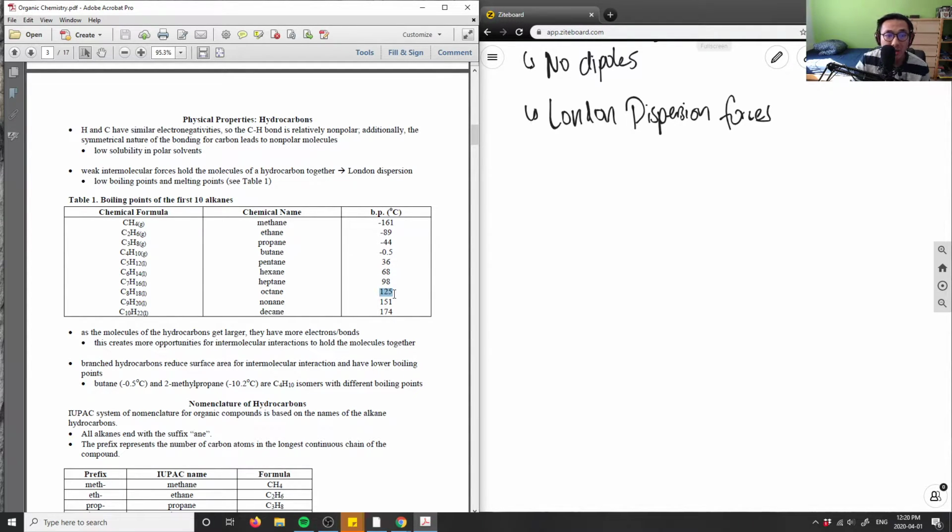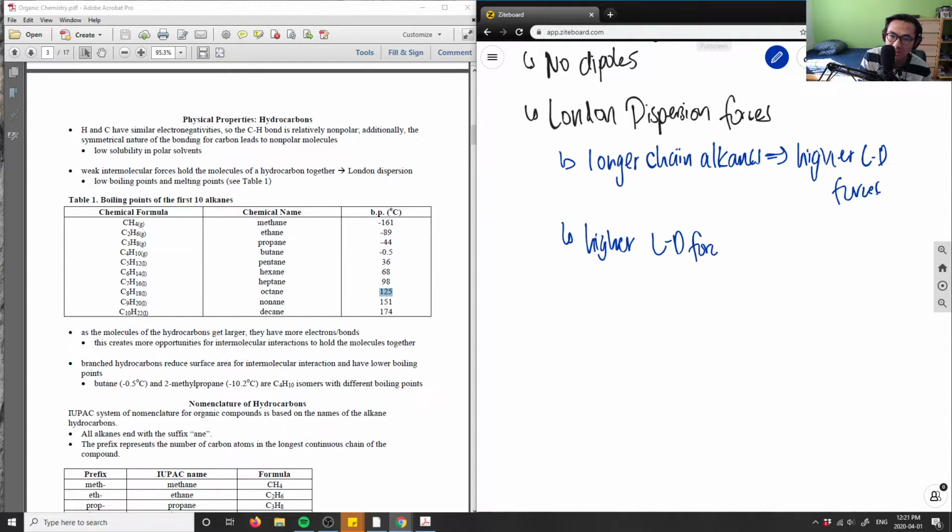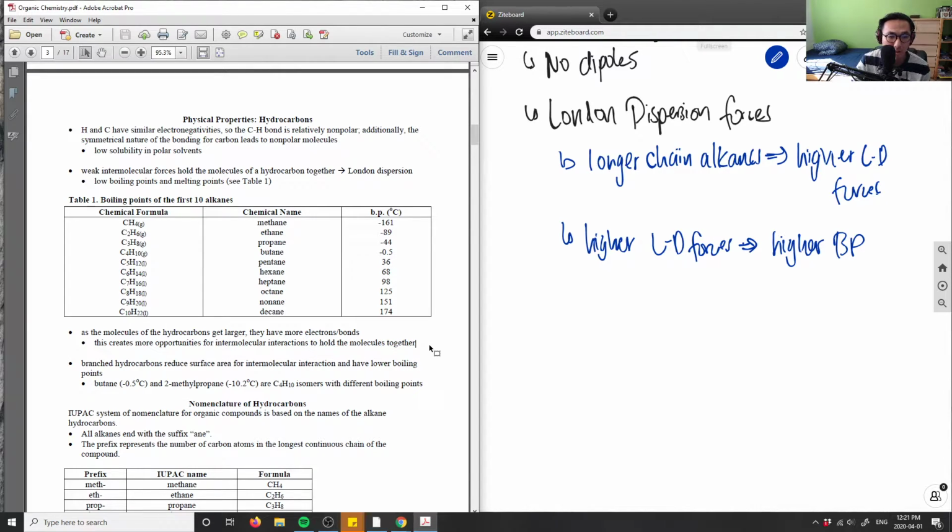much, much higher. So how does that affect boiling point? I'm going to do some blue. London dispersion forces affect boiling point because the bigger the compound, or the larger the alkane, the longer the chain means higher LD forces, right? And if it's higher LD forces, then we have a higher boiling point, higher BP. That makes sense when we look at the chart. It creates more opportunities for intermolecular interactions to hold the molecule together.